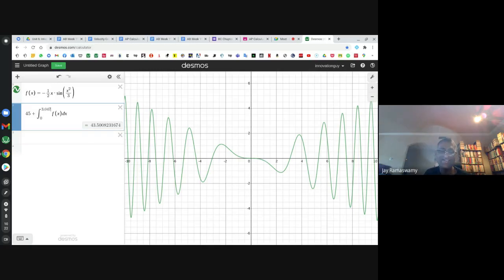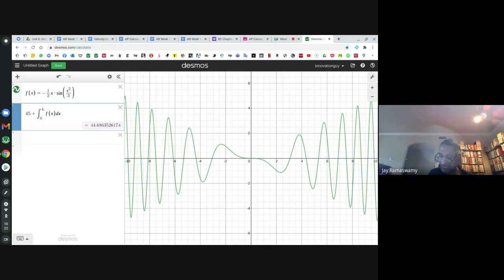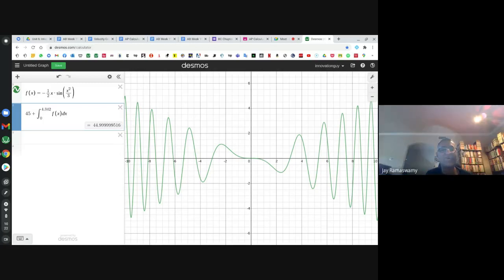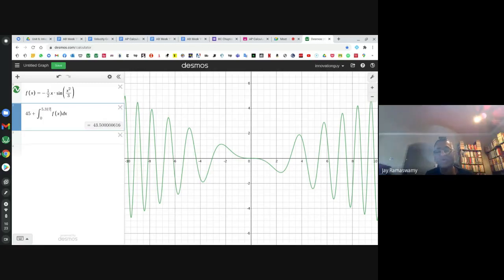So it's not tedious. It just looks tedious. Did everybody understand the shortcut? Just change the top guy. Okay, what is the next value we need? 4.342? Yeah. Okay, it's 44.9999. Actually, it's 45. Write down 45. What is the next value? 5.317. Okay, it is 43.5 again.